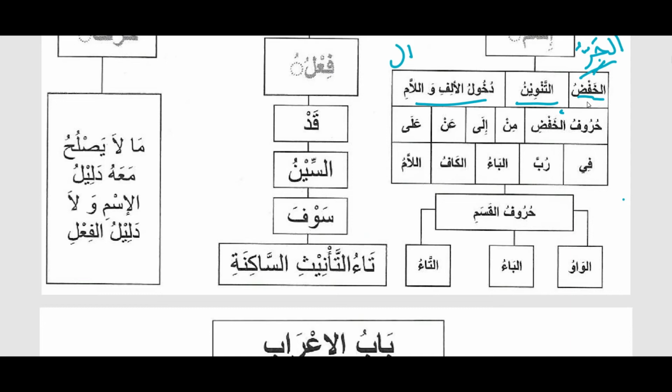So now we want to discuss huruful khafdi. Huruful khafdi, we have these nine huruf. We have min, ila, an, ala, fi, rubba, al-ba, al-kaf, wal-lam. On a deeper level, we will try to discuss this huruf jar.